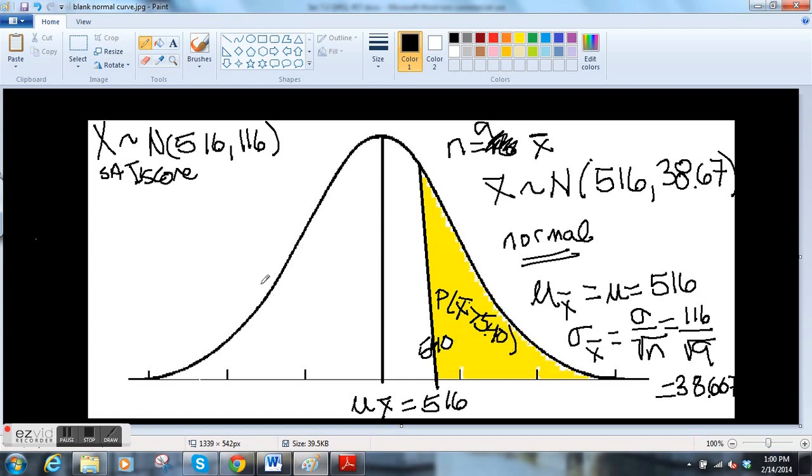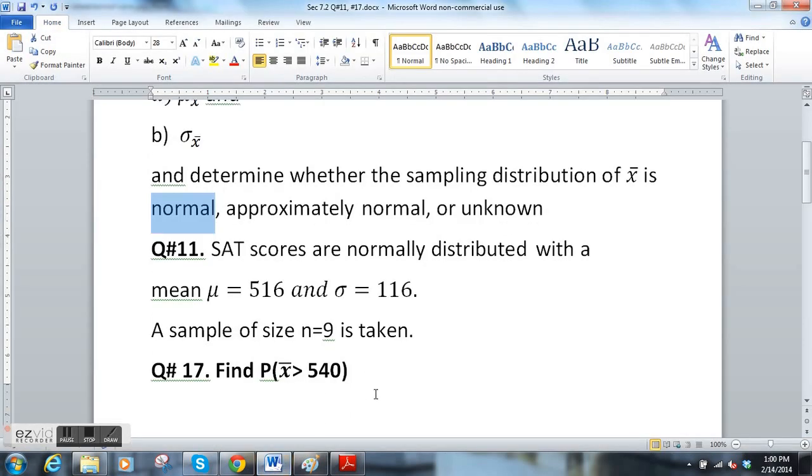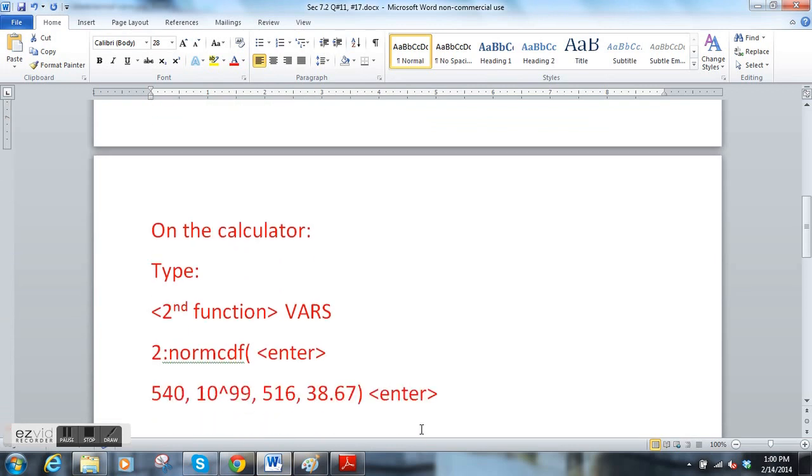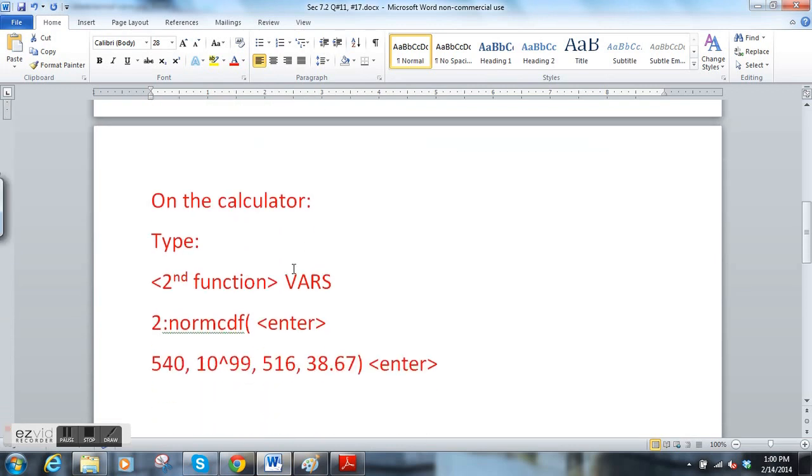In order to find the probability that X bar is greater than 540, I suggest doing this on your calculator. Because now we know that it's normal with a mean and a standard deviation. So if you know something is normal, you can always find the probabilities on your calculator. That is the beautiful thing about that expensive TI 83 or 84 that you purchased. So here's how you do it on your calculator. You type in second function variables, so you're going to the distribution button. Then you choose normal CDF.